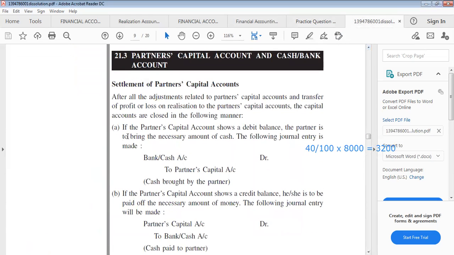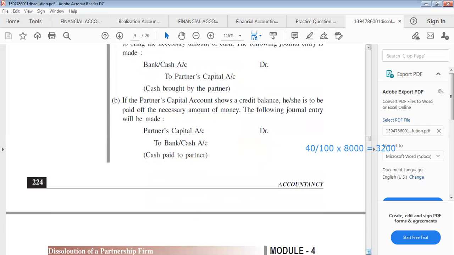So if a partner's capital account shows a debit balance, the partner is to bring the necessary amount of cash. The following journal entry is made. You would debit bank with the amount of cash, which in this case is 3,200, and you credit the partner's capital account. If you could have done the entire amount, you would have seen 8,000 under his account in full. Now, in this case, the partner is unable to pay everything.